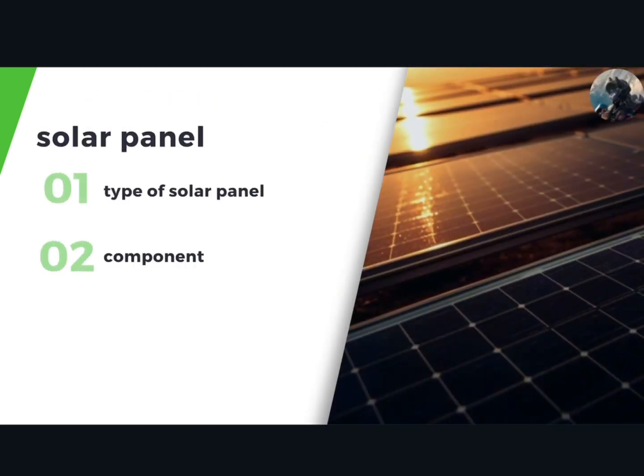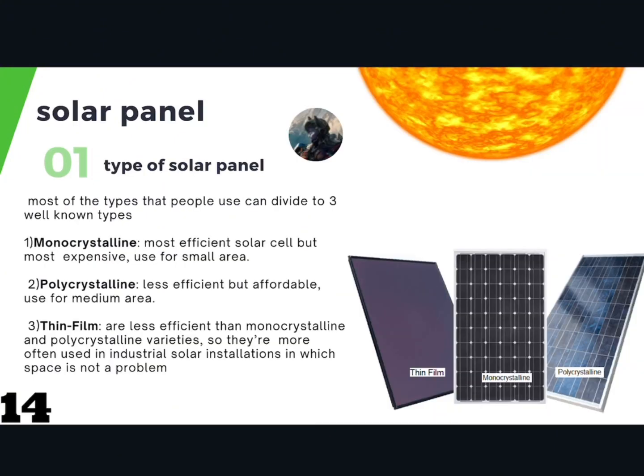For the theory of solar panels, we have the types of solar panels and the components. There are three main types of solar panel. First, we have monocrystalline, the most efficient solar cell, but the most expensive. It's used only for small areas. Second is polycrystalline. It's less efficient but affordable, used for medium areas. Thin films are less efficient than both mono and polycrystalline, so they are more often used in industrial solar installations, in which space is not a problem.